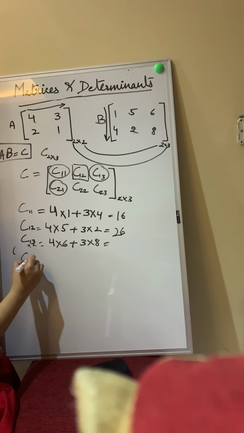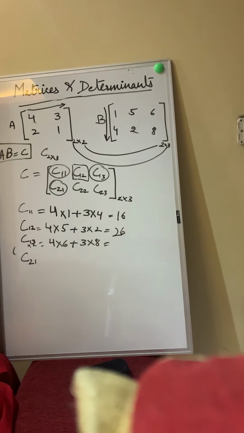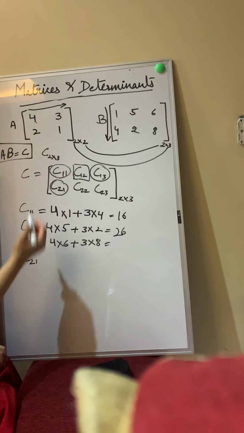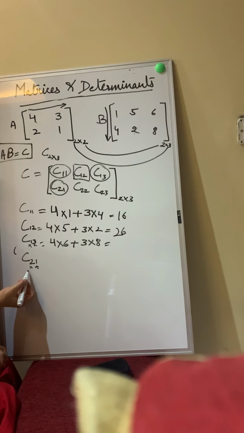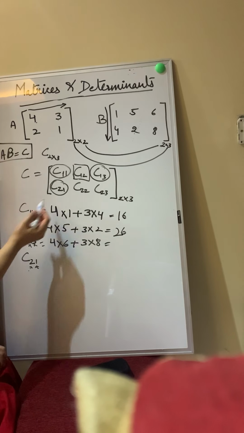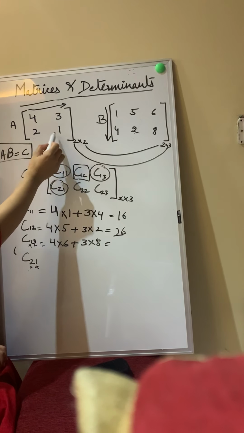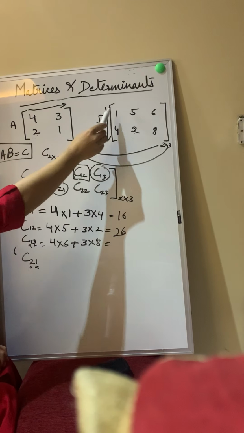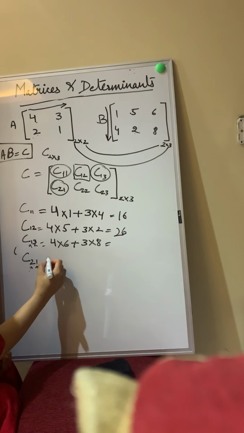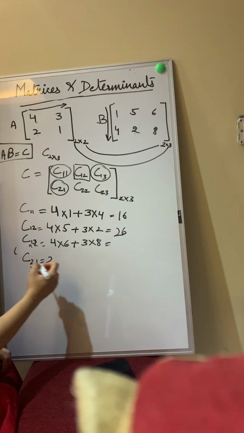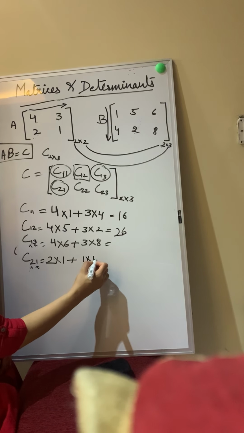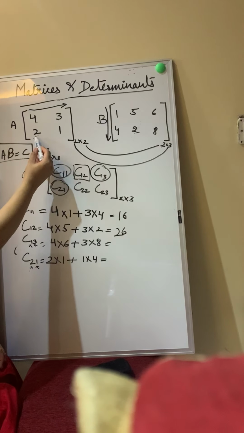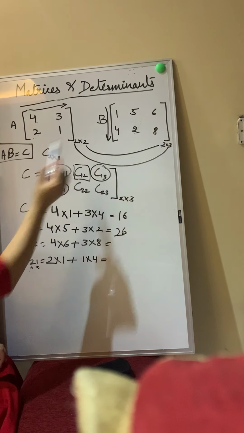Now I am calculating the value of C21. Coming to the second row, we have to multiply the second row with the first column. Second row is 2 and 1 and the first column is 1 and 4. So the value of C21 will be 2 into 1 plus 1 into 4. 2 into 1, 1 into 4.